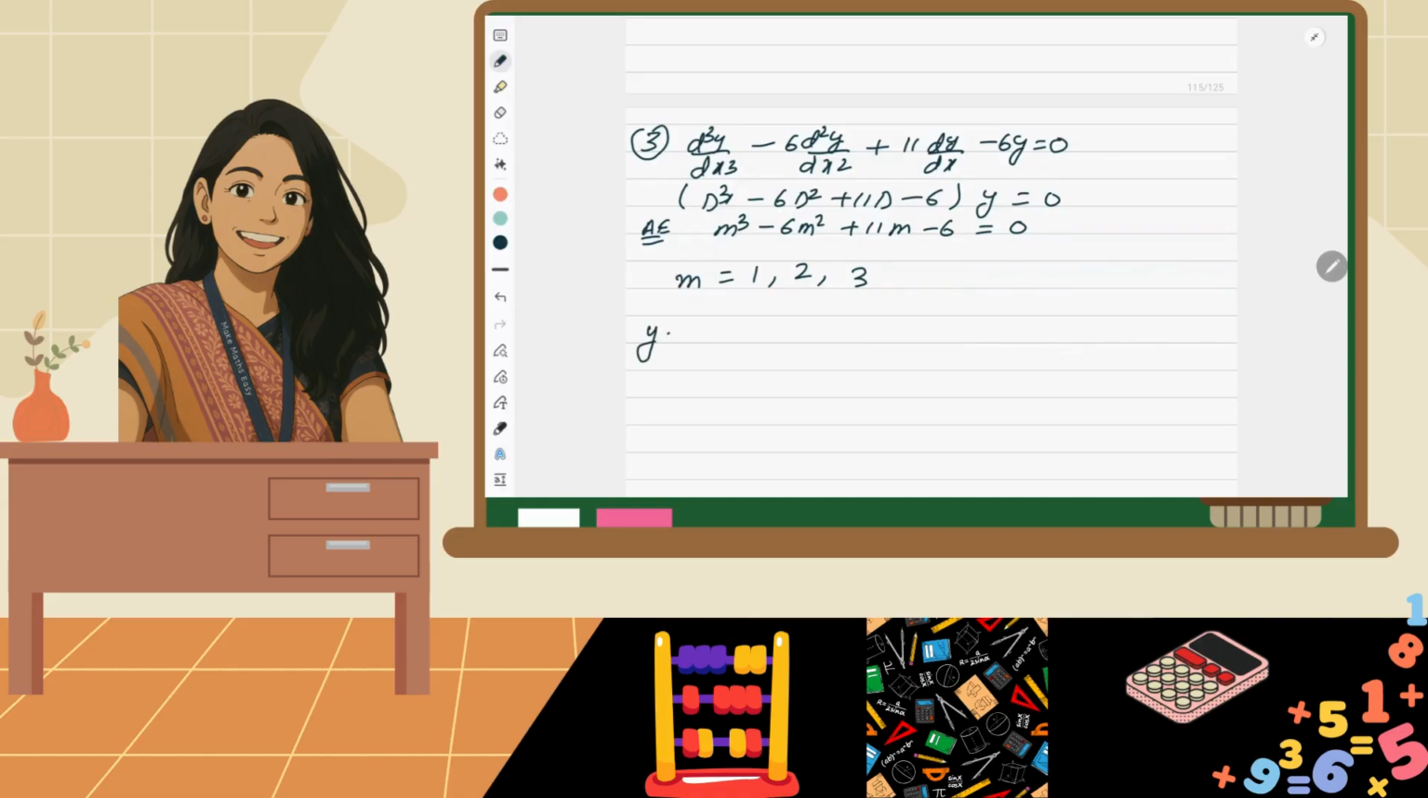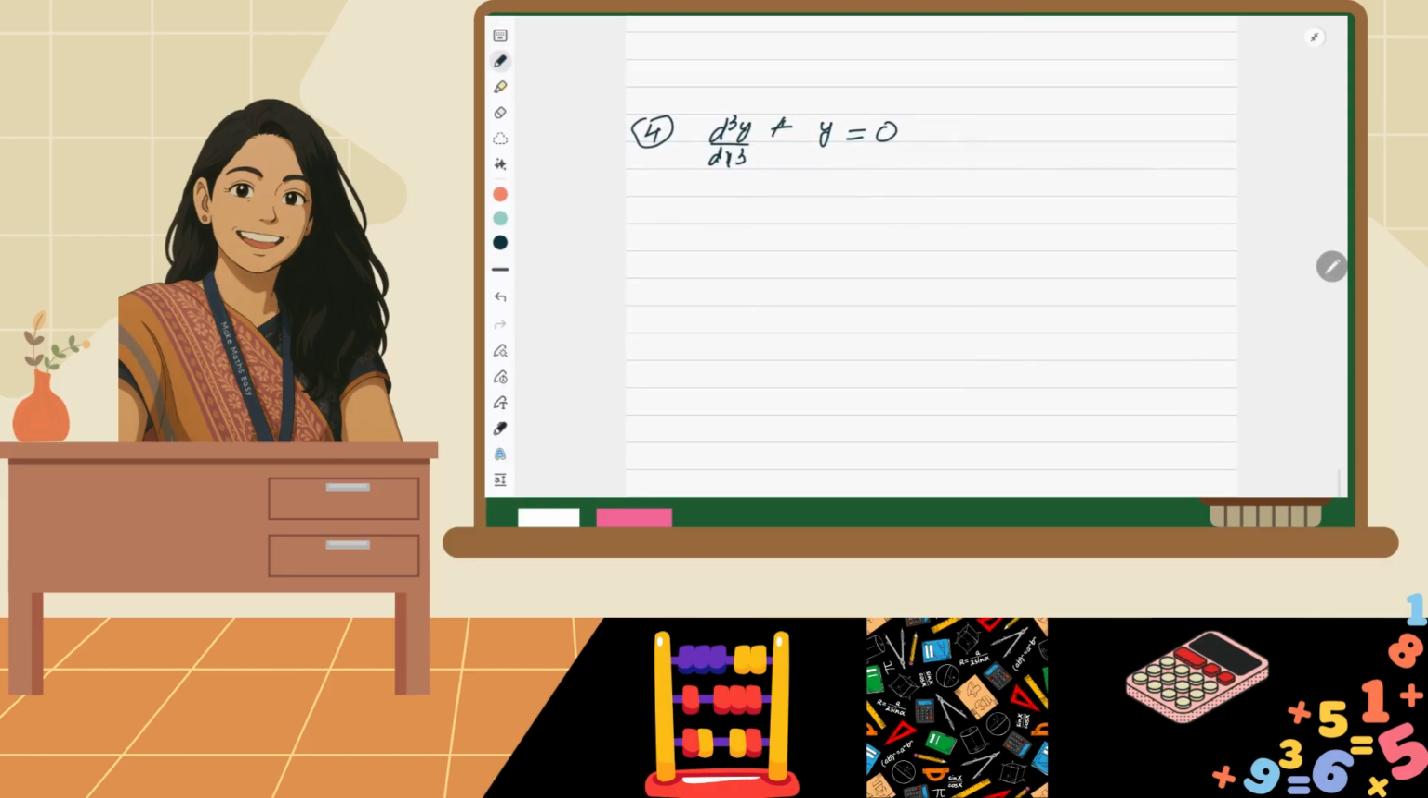So what will be the answer? y is equal to C1 e to the power x, because I have distinct roots, case 1, plus C2 e to the power 2x plus C3 e to the power 3x. So this is my answer. Right? Go to the next question.